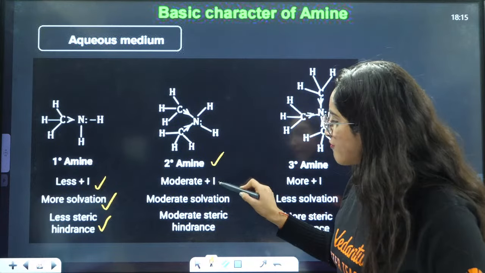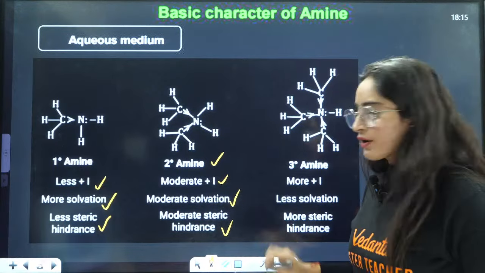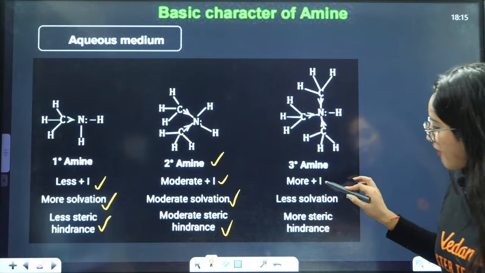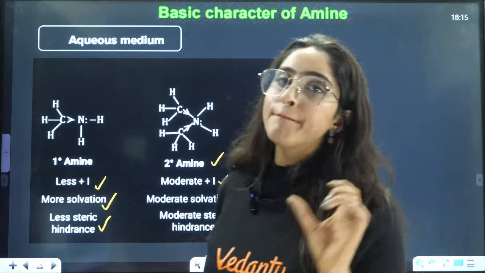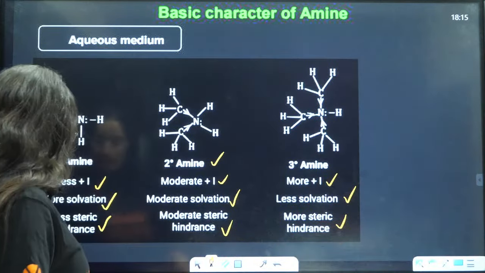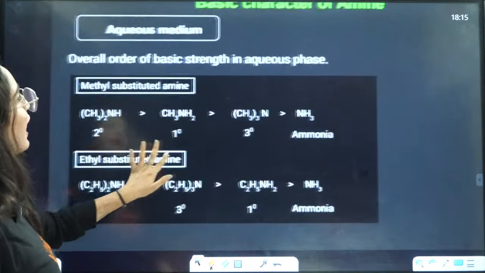2 degree will have moderate plus I, moderate solvation, moderate steric hindrance. 3 degree will have more plus I, less solvation, more steric hindrance. Because of the combined effect of these three things, we have our order as this one.